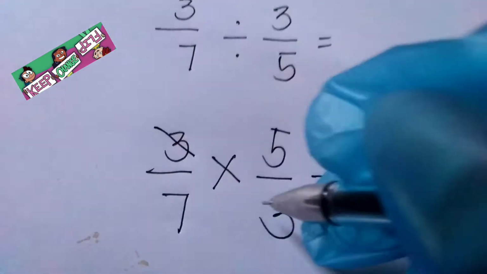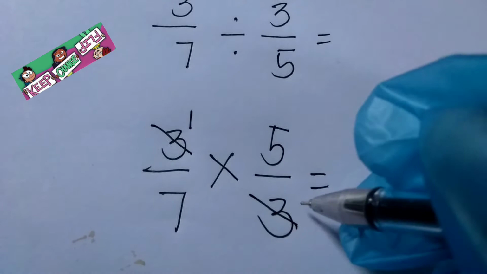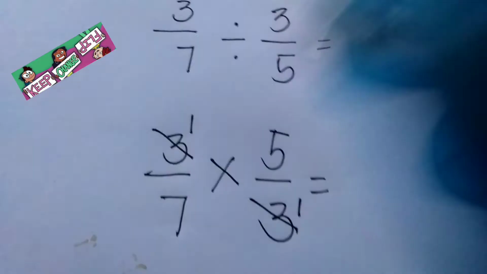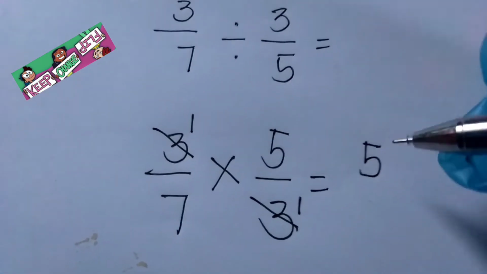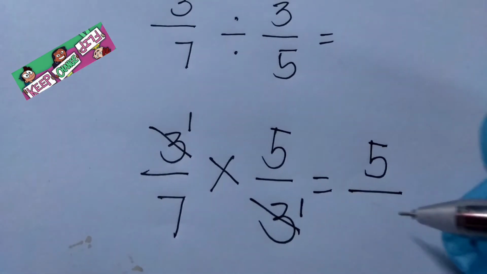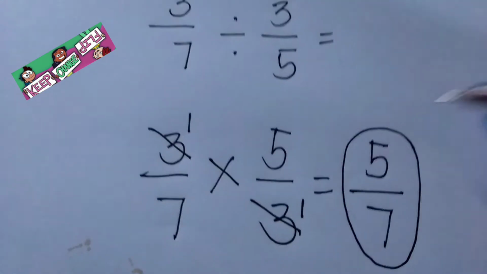You can cancel 3 and 3 by dividing it by 3. Then 3 divided by 3 is 1. Then 3 divided by 3 is 1. Then 5 and 7, you cannot get the GCF for that except 1. So 1 times 5 is 5. Then 7 times 1 is 7. The answer now is 5 over 7.